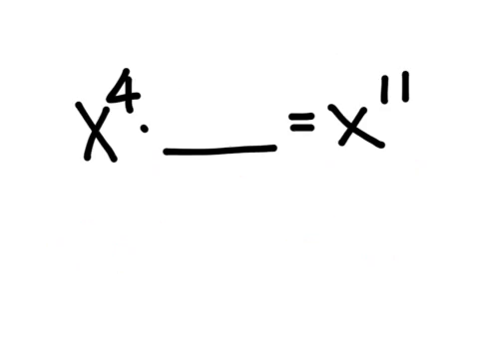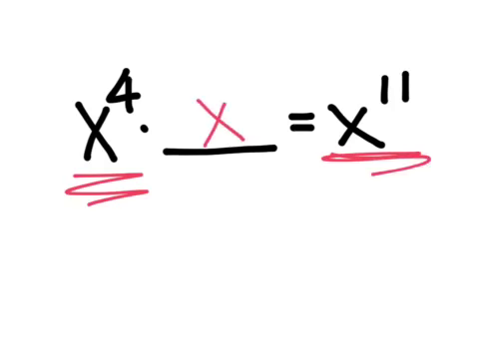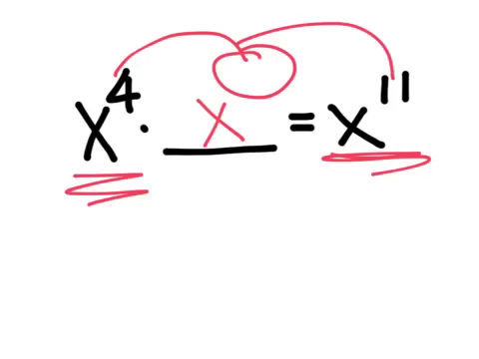For this one, when you multiply variables, you add the exponents if the variable is the same. We start with x to the fourth. We finish with x to the 11th. We have to multiply by an x that has some power in there that's going to make this true. 4 plus what is 11? 7, so the answer is x to the 7th.